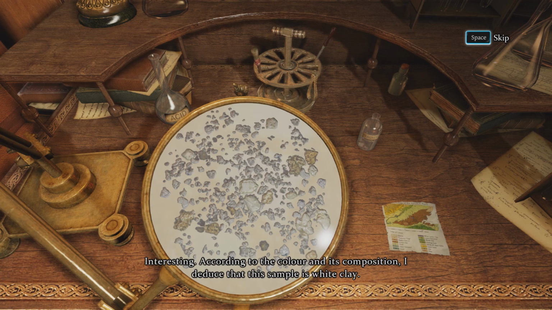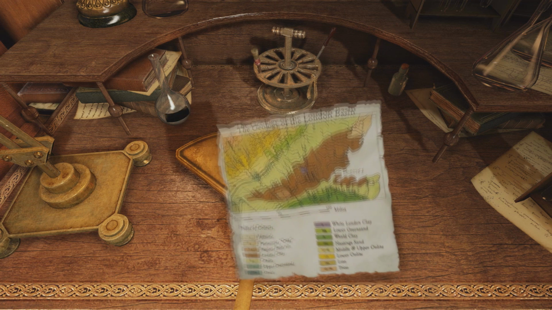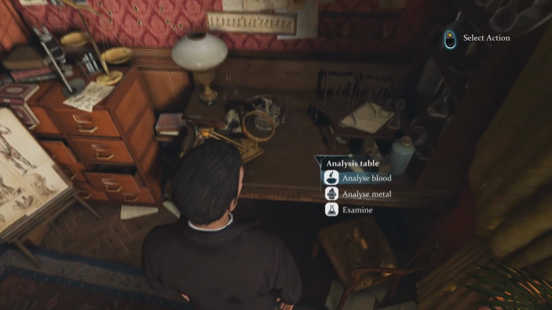Interesting. According to the color and its composition, I deduce that this sample is white clay. What does that mean, then? Now, I need to find which area near London this sample belongs to. White London clay. The sample of dirt belongs to the White London clay region, located near the city of St. Albans. Interesting. Wow. Alright.